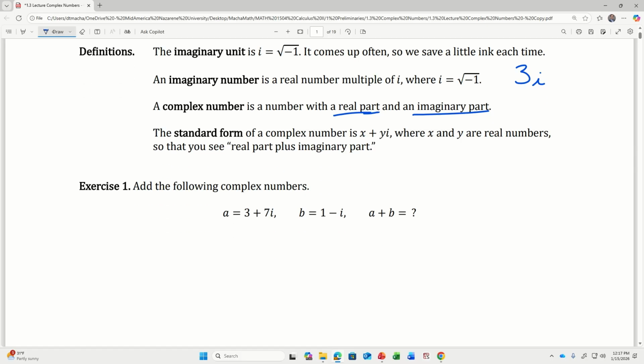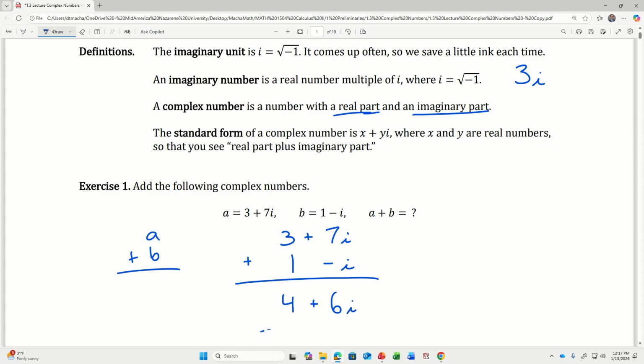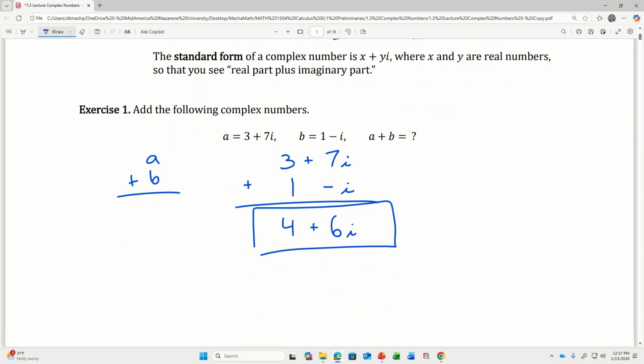So exercise 1 says, add the following complex numbers. If I want a plus b, I'm going to write 3 plus 7i plus 1 minus i. And then I add the real part and the imaginary part separately. So 3 plus 1 is 4. And positive 7i plus negative i is plus 6i. That makes sense? So you add the real part and imaginary part separately.